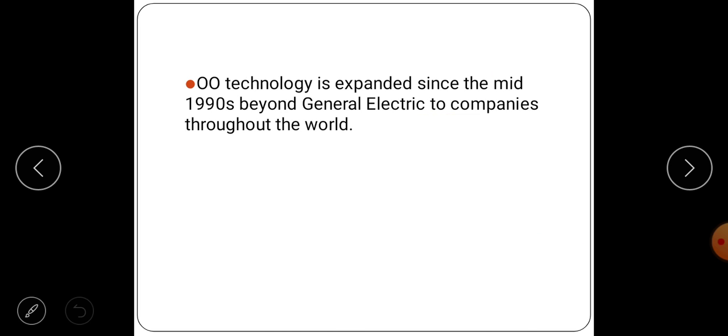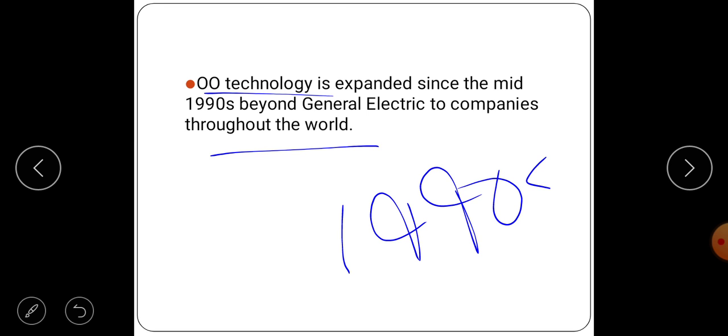application experts. Okay, next, OO technology has expanded since the mid 1990s beyond General Electric to companies throughout the world. It means this technology came into existence in the mid 1990s.